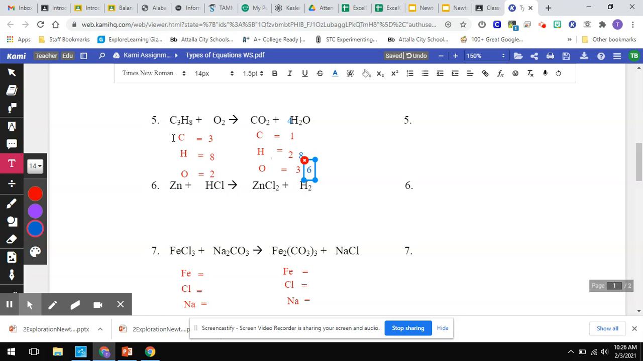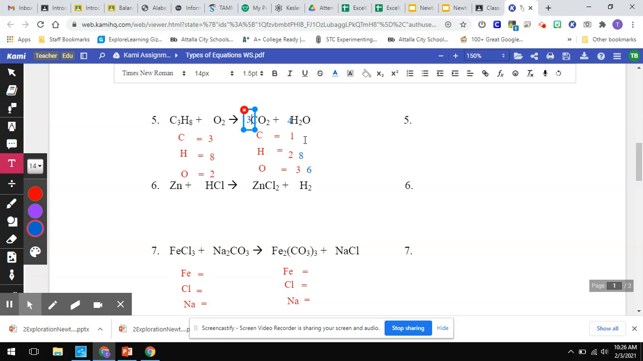So the next step I could look at is this carbon is a 3 over here. And if I place a 3 right here, it's still going to leave this oxygen even, because 3 times that 2 is going to give me a 6, and I would still be okay for evening out. So I'm going to place a coefficient of 3 right there.